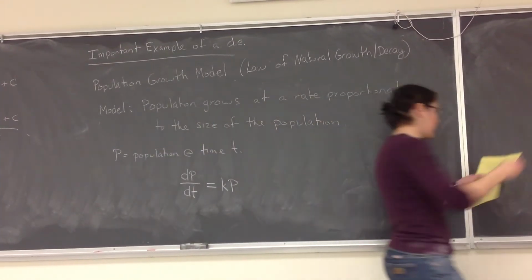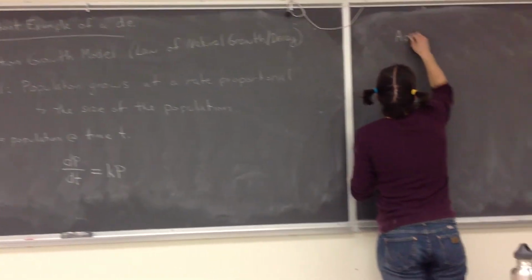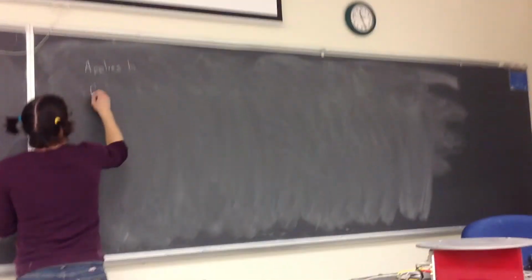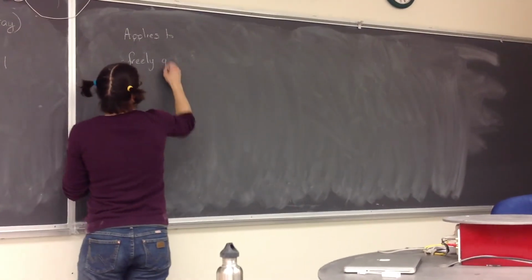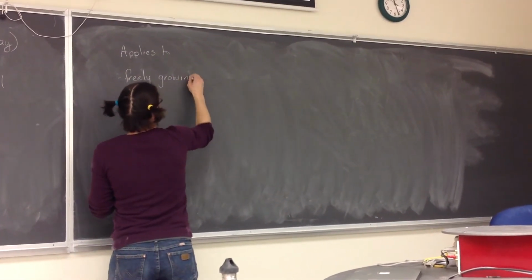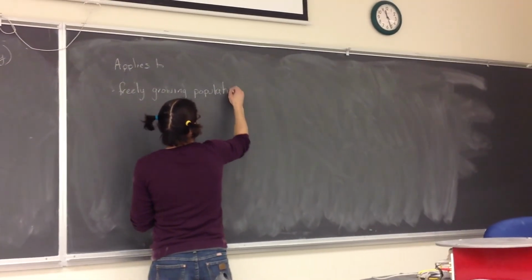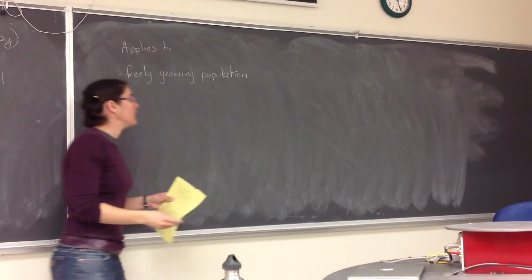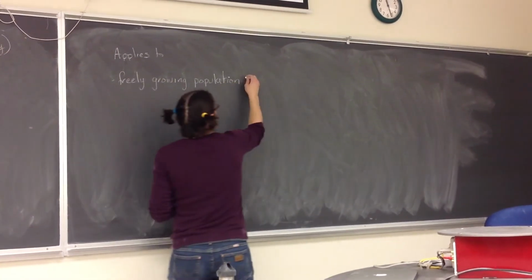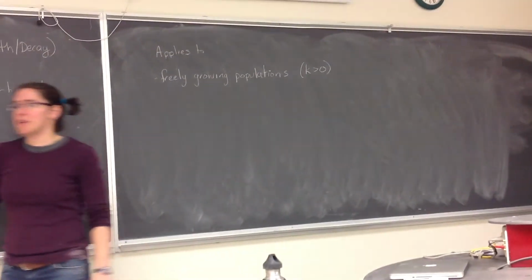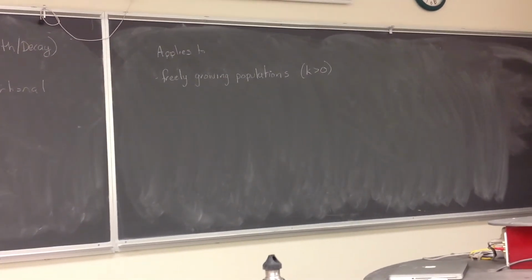All right, so where does this model apply? Well, this model applies to, like I mentioned, freely growing populations. Populations where they are not restricted by food or space or anything like that. In those types of situations, this k value is going to be positive.